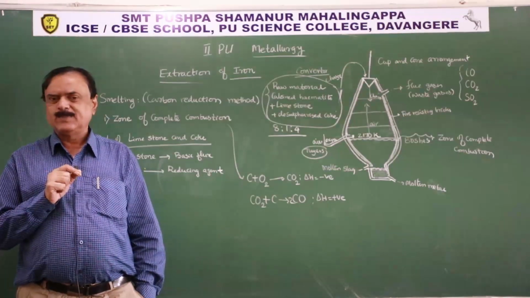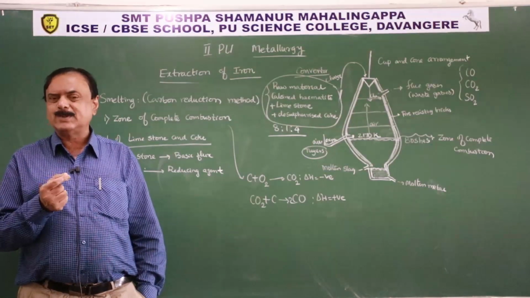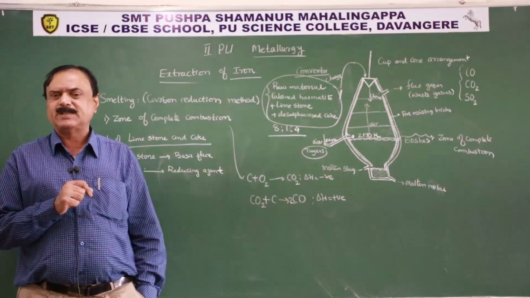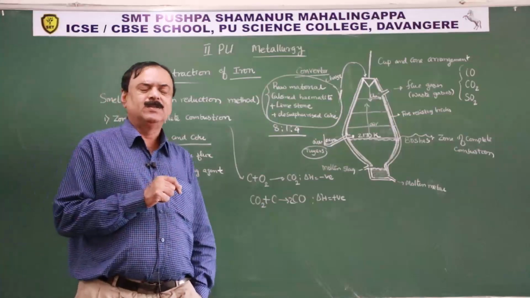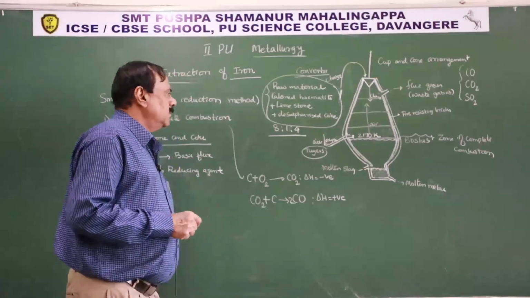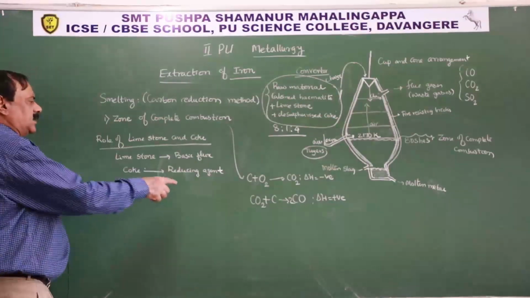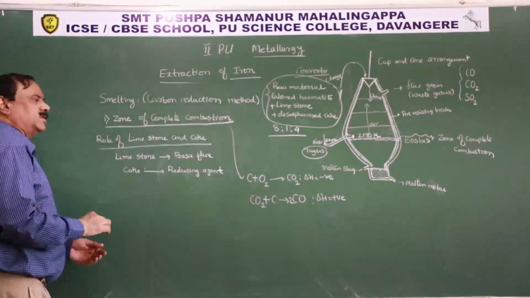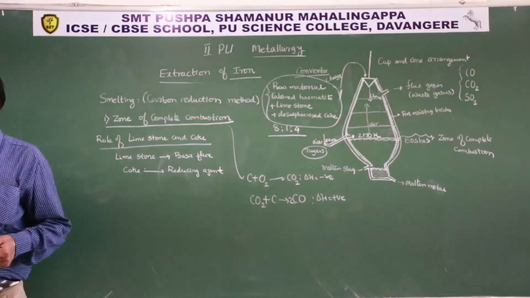Is it clear? Now, why does the furnace have low temperature at the top? Because of the reduction reaction of carbon dioxide to carbon monoxide. That is about the reactions that occur at the zone of complete combustion.